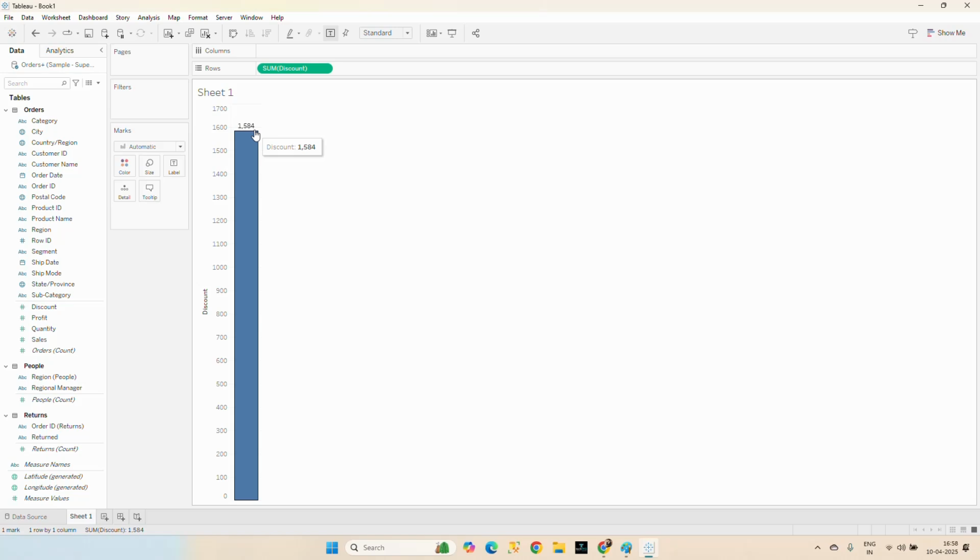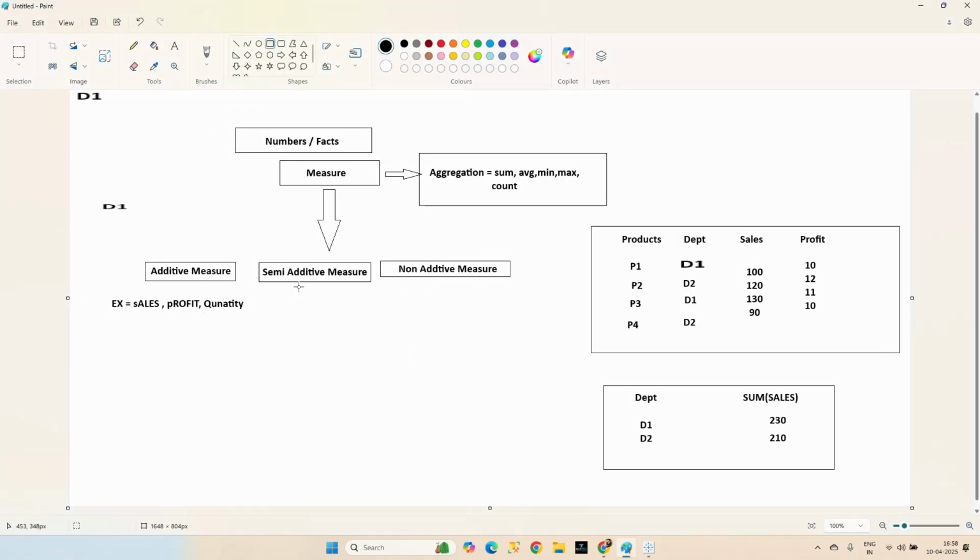So guys, discount we can get like 18%, 20%, 1% to 100%. We can see like that only. So when applying sum of discount, it's not giving meaningful output. That's what I am trying to tell you. If applying all the aggregations, some of the aggregations give meaningful output, but sum of the aggregation is not meaningful. Let's say sum of discount, we are not getting the meaningful output, right?